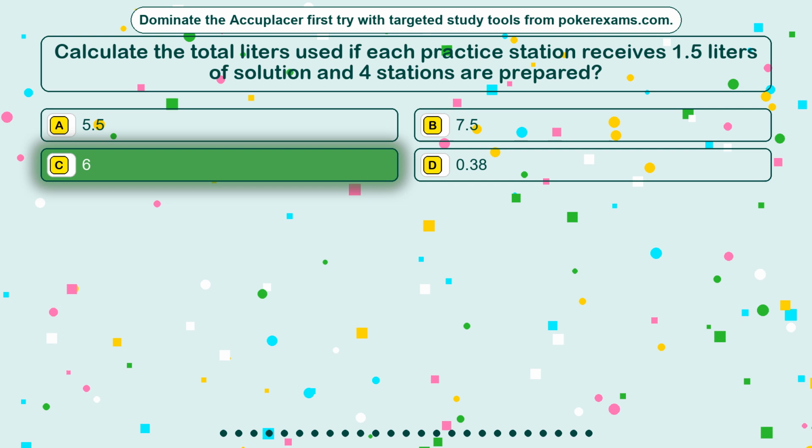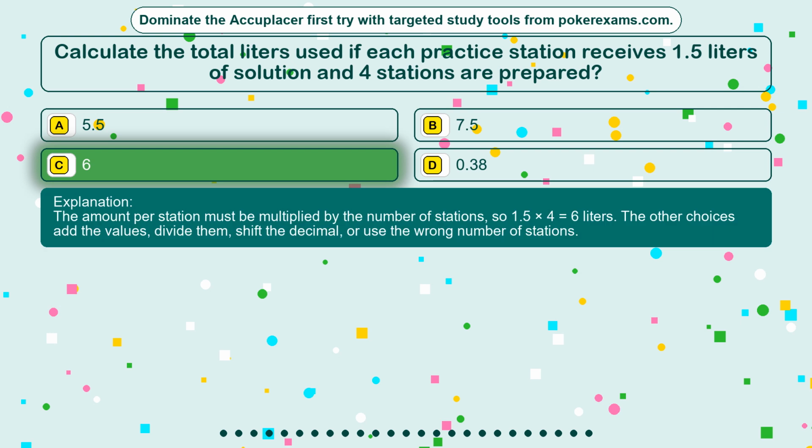The correct answer is option C, 6. The amount per station must be multiplied by the number of stations, so 1.5 times 4 equals 6 liters. The other choices add the values, divide them, shift the decimal, or use the wrong number of stations.